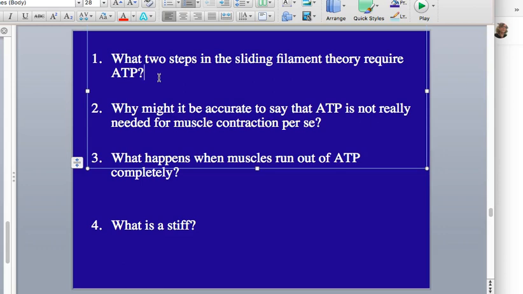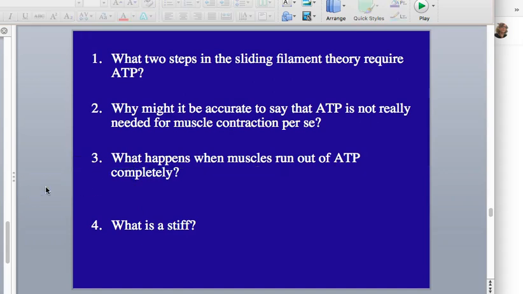It's before contraction, when you're getting the muscle ready, that you need ATP. So what happens when a muscle runs out of ATP completely? You're not going to be able to recock the muscle for a little while.